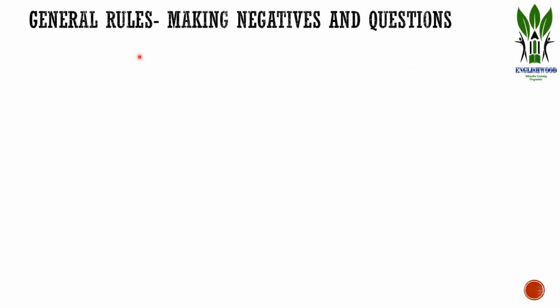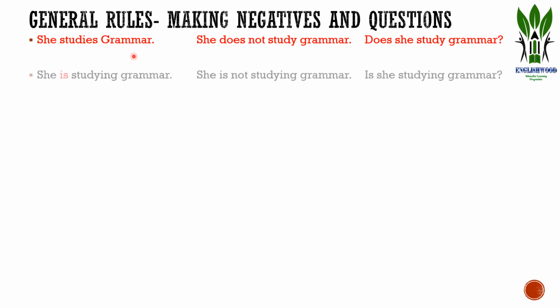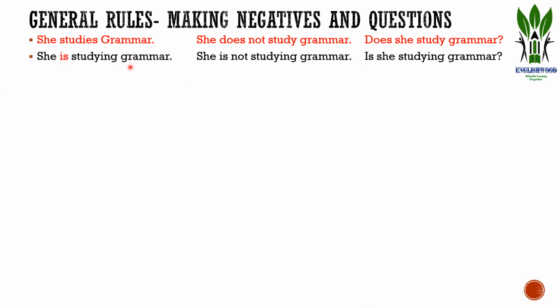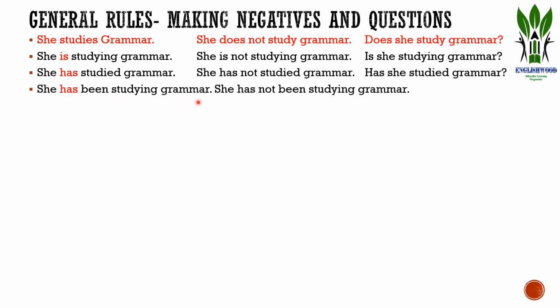So let's see the general rules for making negatives and questions. Let's start with some of the sentences. She studies grammar. She is studying grammar. She has studied grammar. She has been studying grammar. Let me start the general rule with the present tense. Present tense has four branches: present simple, present continuous, present perfect, and present perfect continuous. So basically sentences are like this.